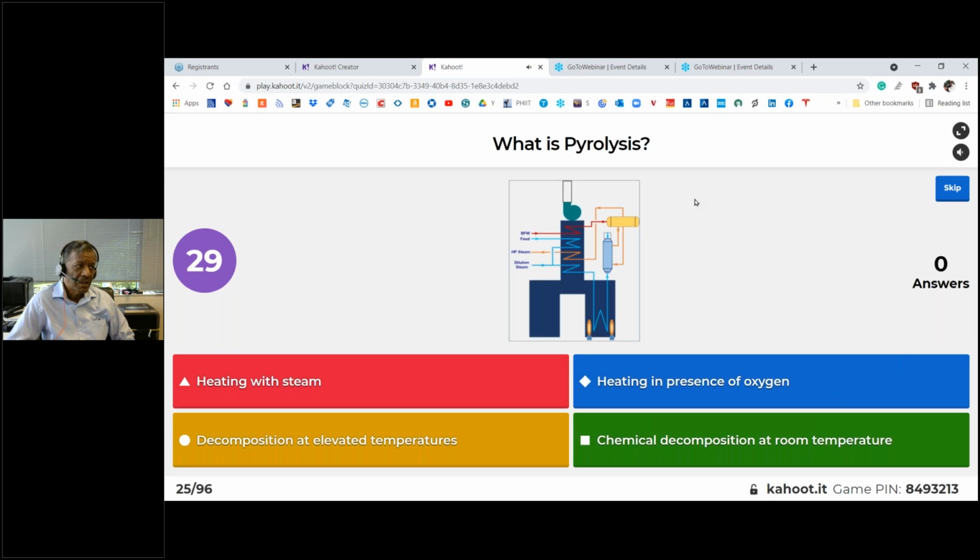So our feedstock is gas and our product is ethylene. So how do we get to that reaction? What happens? What is the process, or what is pyrolysis?